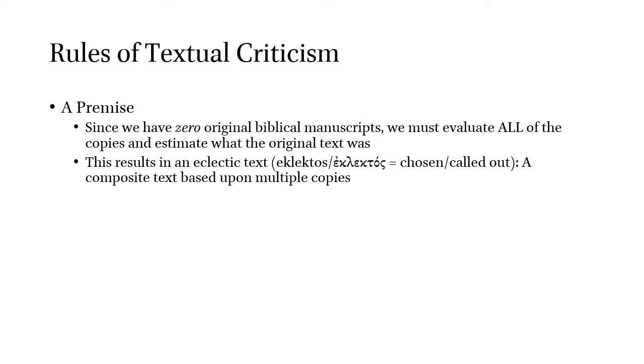So in terms of the rules, we'll start with the premise, why we need to evaluate, why we need rules. The premise would be we have zero original manuscripts. Right, Jeremiah lived around the time of the Babylonians, with Nebuchadnezzar, and he wrote a book of prophecy, and we call it the book of Jeremiah. We don't have what he wrote. We have copies of what he wrote.